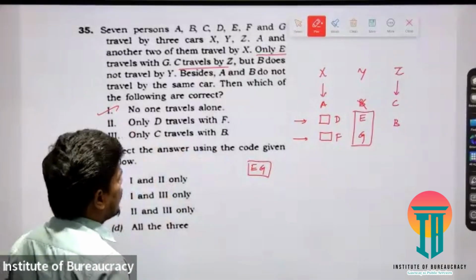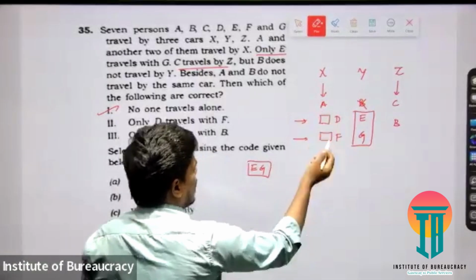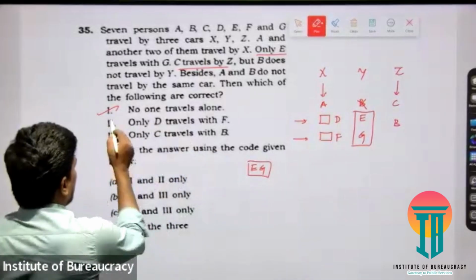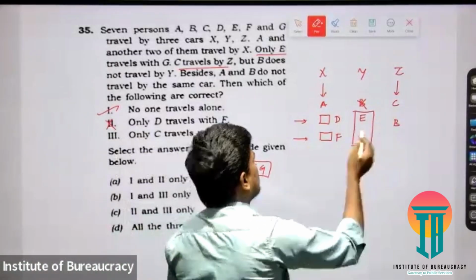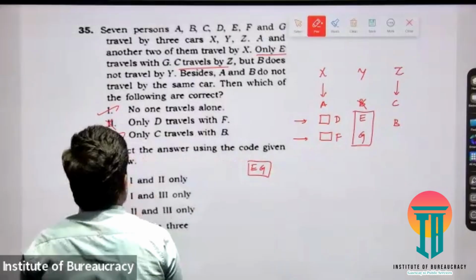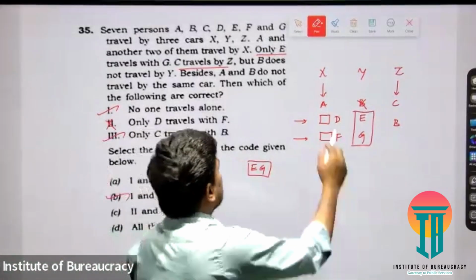Only D travels with F. No, D travels with F, but not only. A also travels with F. Therefore, this statement is wrong. Only C travels with B. Yes, only C travels with B. That is correct. The third statement is correct. Therefore, 1 and 3 are correct. Option B is correct.